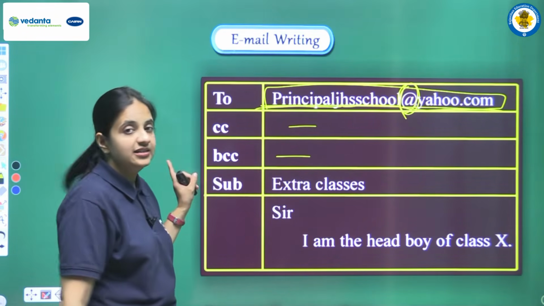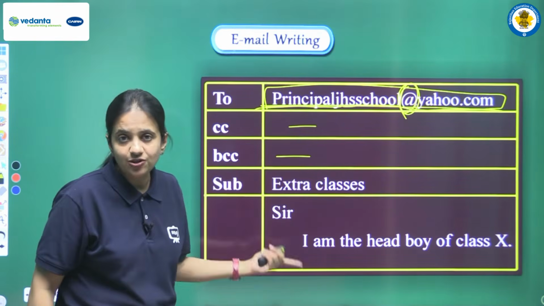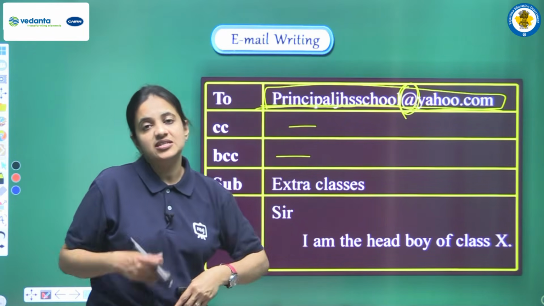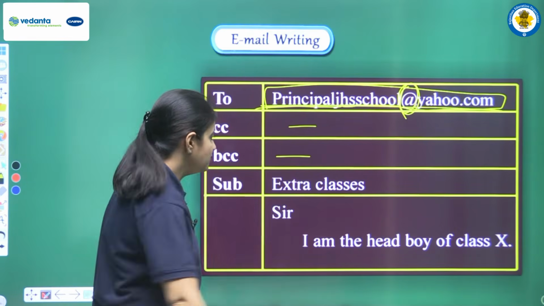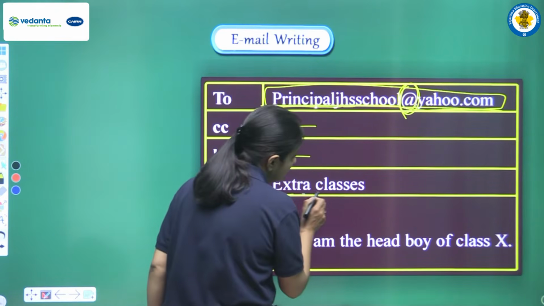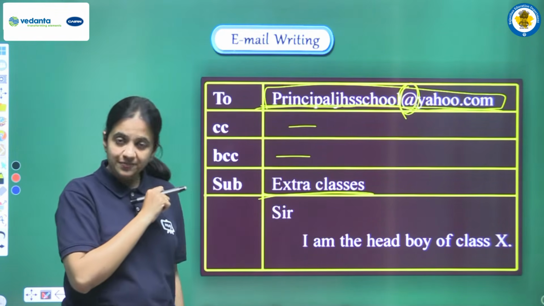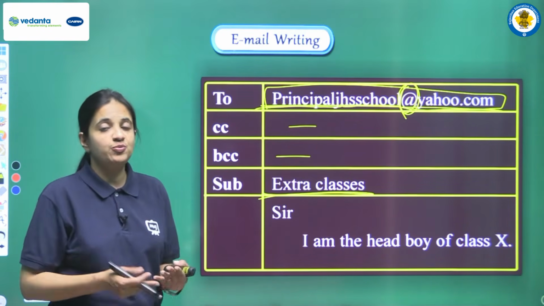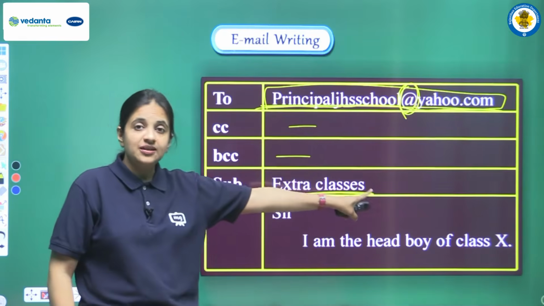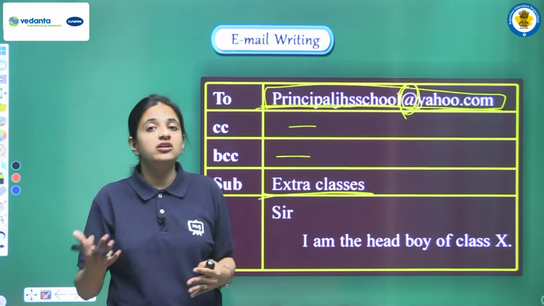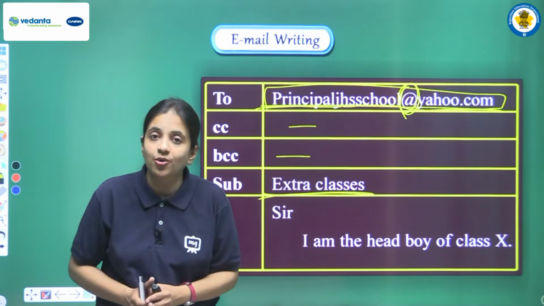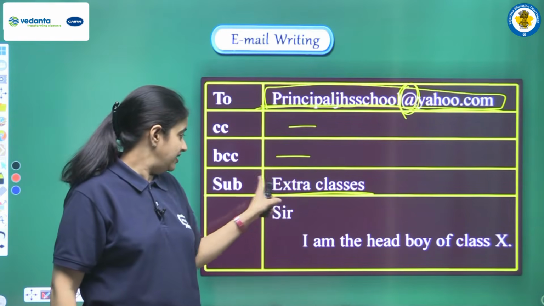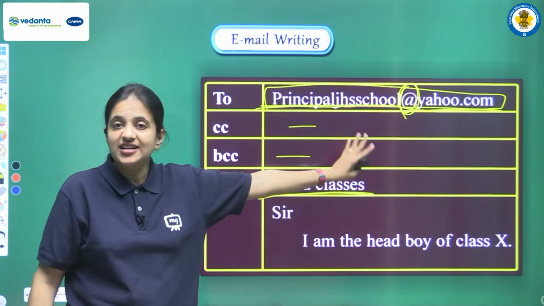Next we are writing the subject. So what is the subject of this email, or we can say, what is the purpose of writing this email? So we are writing here extra classes. Okay, so in this manner we can choose one subject that should be appropriate. After reading the subject, it should be clear what this email is about. So here we are writing our subject, that is extra classes.